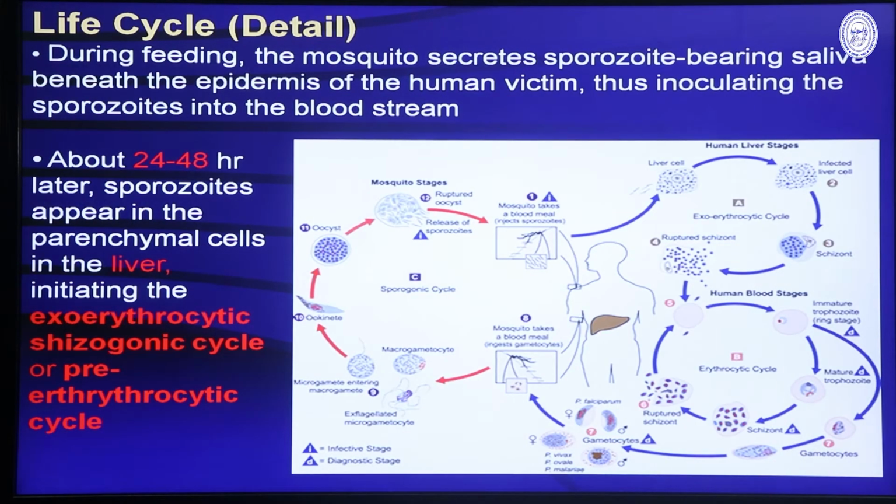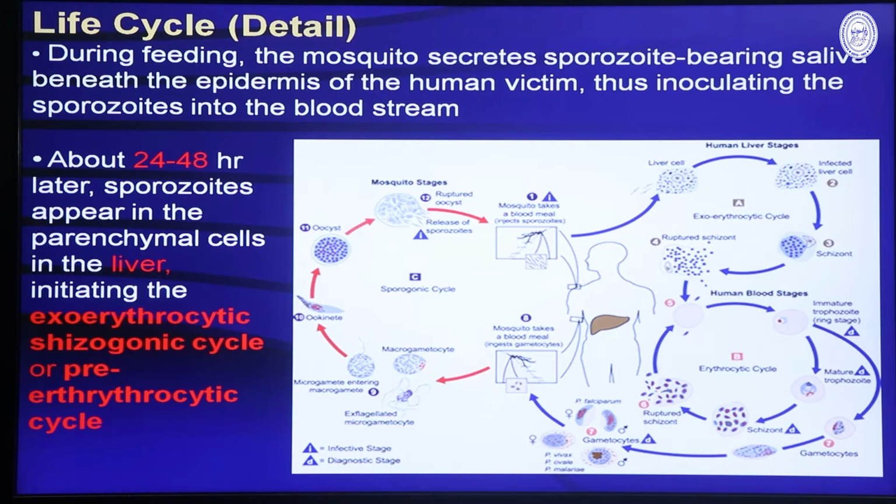Now, just concentrate on the figure here. When the infected mosquito that is bearing the sporozoites within its saliva takes a blood meal from a healthy human being, it liberates the sporozoites into the human body.